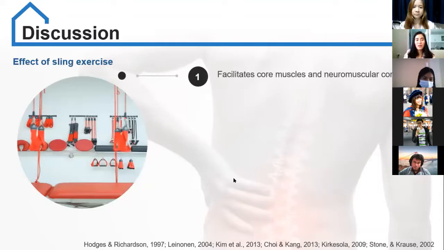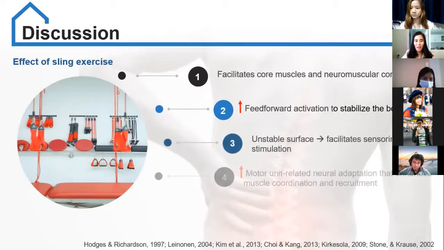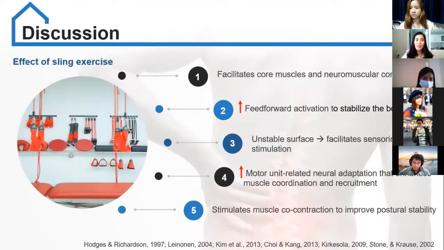In addition, vibration stimulation is effective in facilitating core muscle contraction and neuromuscular control, improving the feedforward activation necessary to prepare the body before movement. In addition, sling exercise is effective in improving motor unit and motor recruitment and improving overall trunk muscles to control sway or instability.